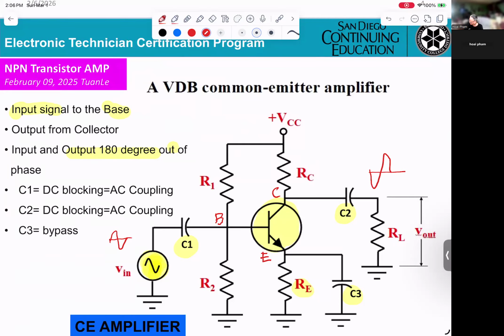C1 gets the name DC blocking or AC coupling. What does that mean? That means capacitor C1 does not allow any DC from the input to go to the base. Okay? That's what they call DC blocking. However, if you get a sideways AC at the input, then they let it go.